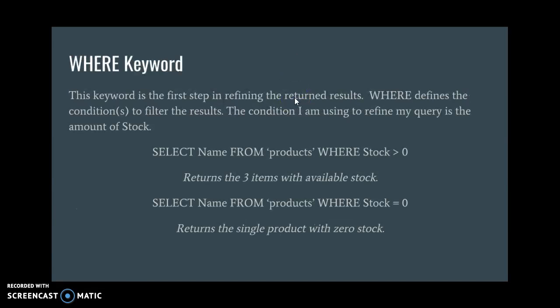Okay, let's go back to the next one. WHERE is the keyword. This keyword is the first step in refining the returned results. So WHERE defines the condition or the conditions to filter the results. The condition I am using to refine my query is the amount of stock. So I would type SELECT name FROM products WHERE stock > 0. So this will return the 3 items that I have with available stock. Alternately, I could select the name field from the products table where the stock is equal to 0, and that would return the single product with 0 stock.